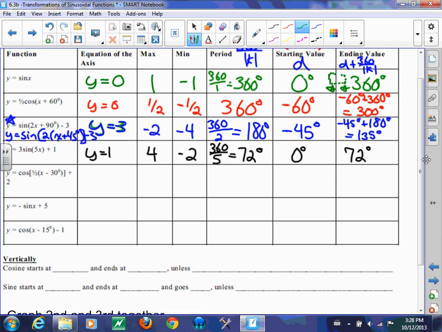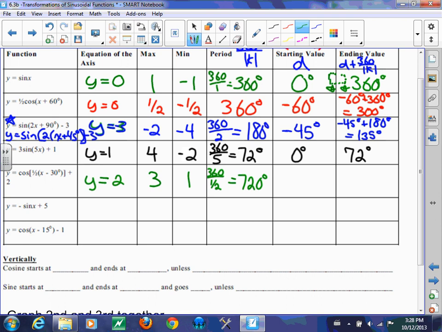Next one, y equals cos 1/2 x minus 30 plus 2. So the plus 2 tells us y equals 2 is our axis. You're going to take 2 and add 1 to get 3, which is your maximum, because a equals 1. And then you're going to take 2 and subtract 1 to get your minimum. To find your period, this time you have to be careful, because 360 degrees divided by 1/2 means, remember, you invert and multiply. So it's really 360 times 2, which is going to give you a total of 720 degrees.